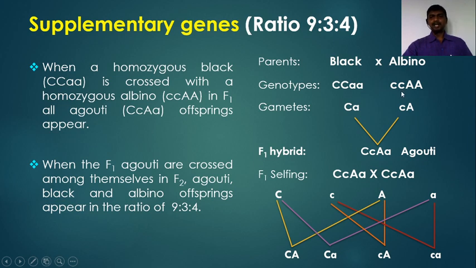In the case of the albino mouse parent, this small c is an example of a recessive epistatic gene. It is not able to express the gene A because of the presence of the recessive allele c, because of which the dominant A allele is not able to express. When the F1 agouti are crossed among themselves, in F2 agouti, black and albino offspring appeared in the ratio of 9:3:4. 9 agouti, 3 black and 4 albino.